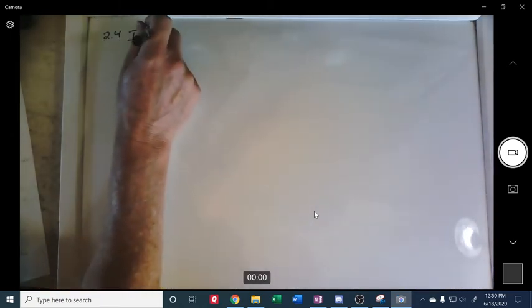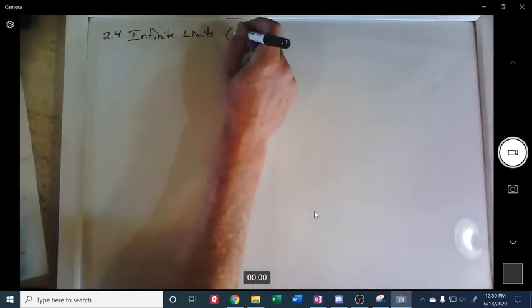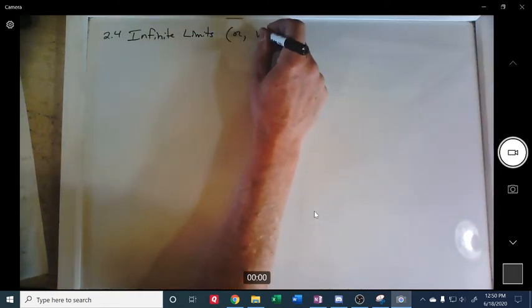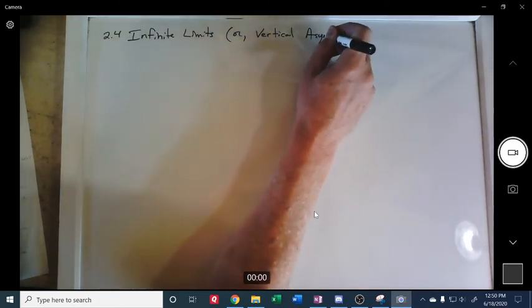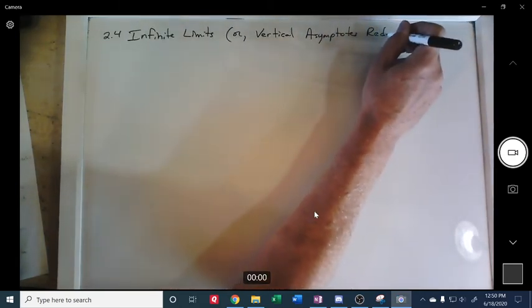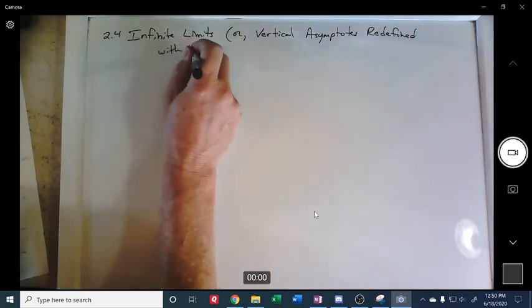So we are on 2.4, infinite limits. And if I was titling this, if I had been the writer of the book, I would have titled it Vertical Asymptotes Redefined with Limits.